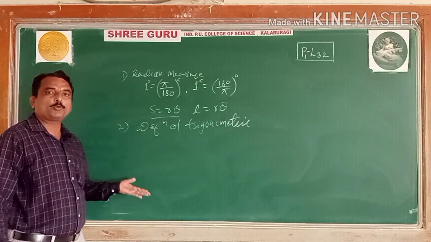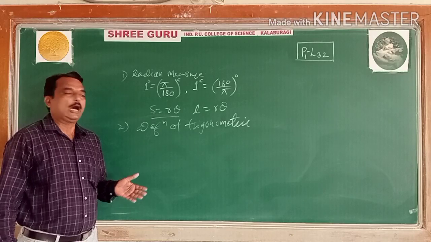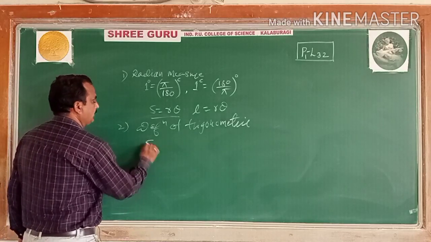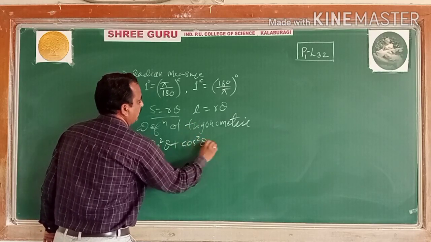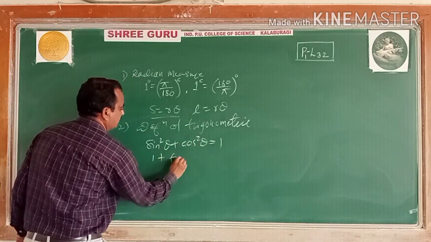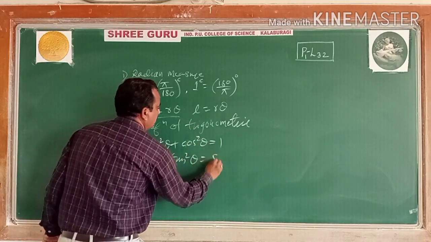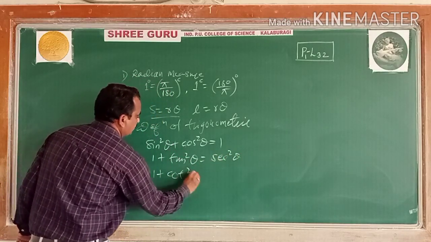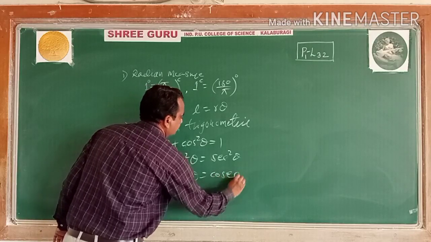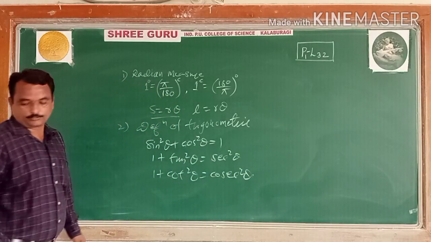Then next, reciprocal relations, identities. The 3 identities we have proved geometrically. You know, these are all we have studied in the previous classes. We have proved geometrically here, 1 plus tan square theta is equal to secant square theta, 1 plus cot square theta is equal to cosecant square theta. So these 3 identities we have studied here.